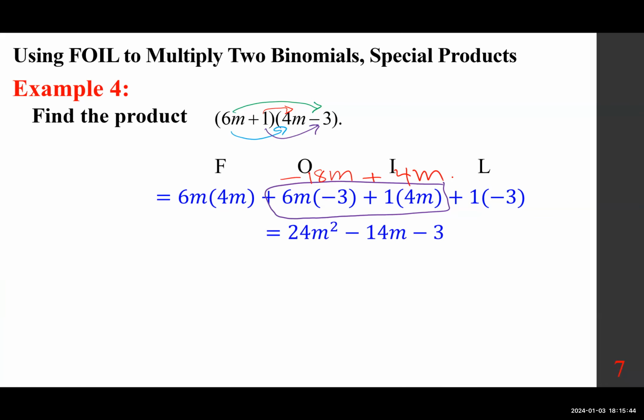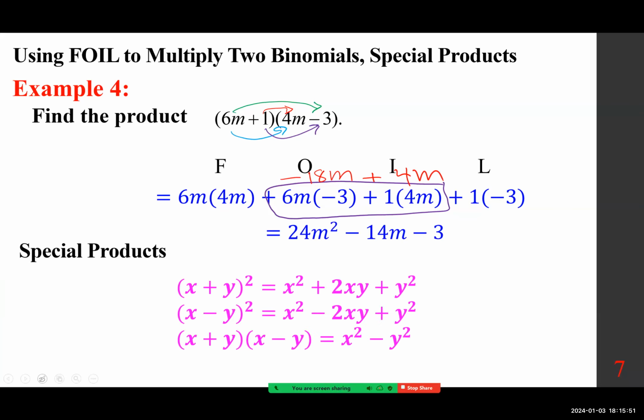Now, as far as the product is concerned, I hope you remember special products. If you do the foiling, x plus y squared is x squared plus 2xy plus y squared. x minus y squared is x squared minus 2xy plus y squared, and x plus y times x minus y is x squared minus y squared. Again, the reason we should know them is for the reverse process, when I want to go back, known as factoring.